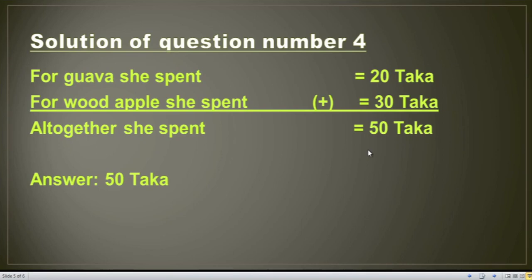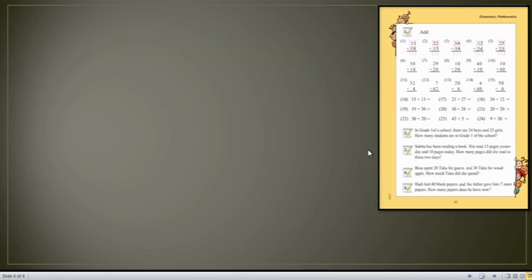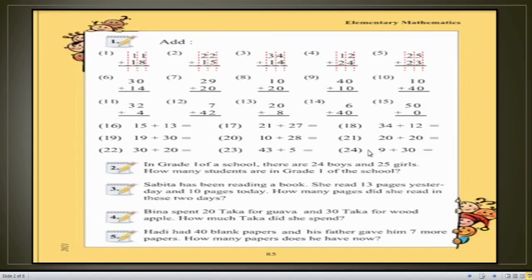But before that I would like to show you the question of question number 5. So let's go to the page and try to see that. In question number 5 the question is, Hadi had 40 blank papers and his father gave him 7 more papers. How many papers does he have now?